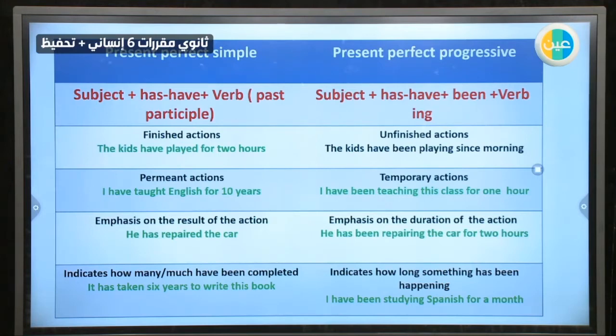The present perfect progressive indicates how long something has been happening. Duration. How long something has been happening. Look at the example. I have been studying Spanish for a month. A month. So here you will use the present perfect progressive. I have been studying Spanish for a month. Okay?